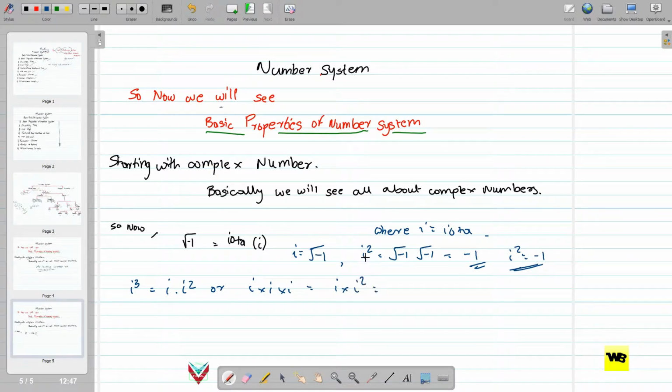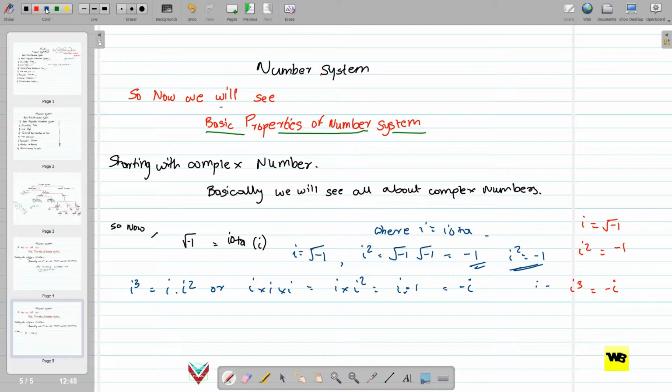We have seen that i square is equal to -1. So i into -1. So what will we get? Minus i. Therefore i cube equals minus i. So i equals root -1, i square equals -1, and i cube equals minus i.